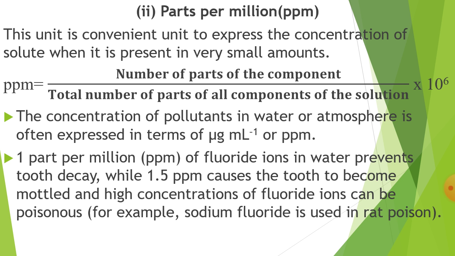1 part per million ppm of fluoride ions in water prevents tooth decay, while 1.5 ppm causes the teeth to become mottled, and high concentration of fluoride ions can be poisonous. For example, sodium fluoride is used in rat poison. So where the amount is very small, in that condition we use this concentration unit.